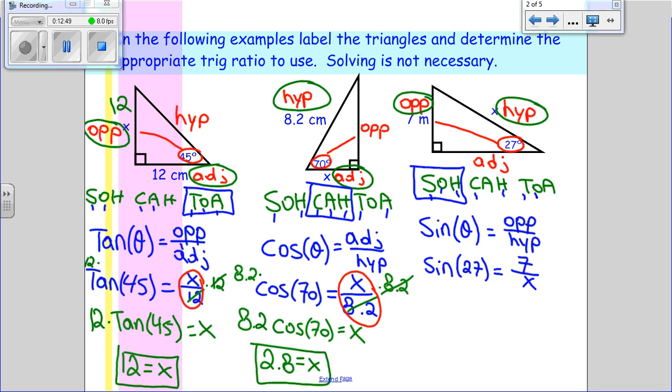When x is on the bottom of your fraction, the x and the sine of 27 swap spots. So now x is over here, and it equals 7 divided by sine of 27. So if the x is on the bottom, you'll be doing division. If the x had been on the top, like the last 2 questions, we would have done multiplication. So in this case, we just need to go 7 divided by sine 27, and we find that x equals 15.4.